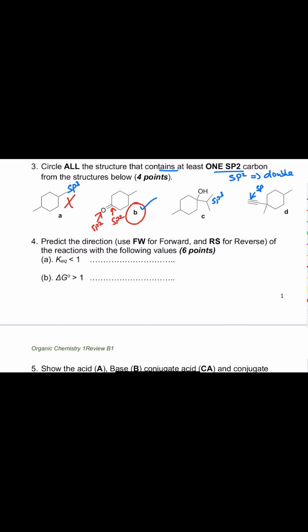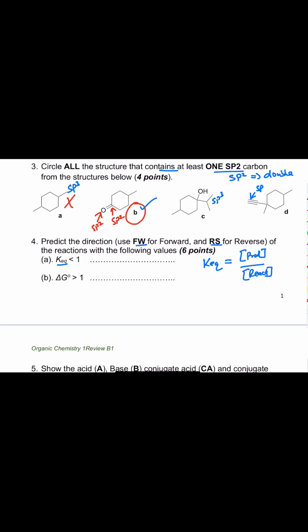Number 4, predict the direction as FW for forward or RS for reverse for the reactions with the following values. Now the first reaction has the equilibrium constant less than 1. Remember, the equilibrium constant equals the concentration of the products divided by the concentration of the reactants.